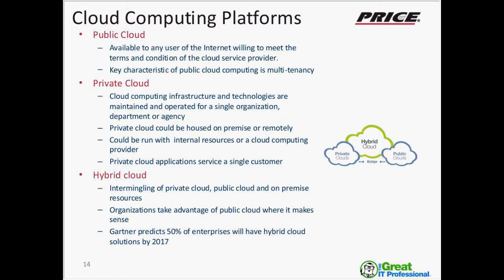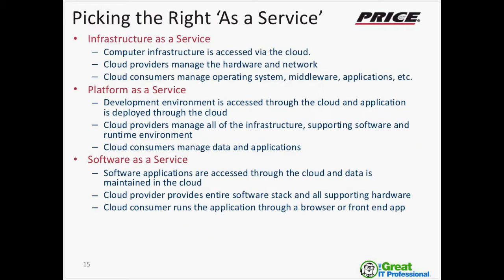And then, once we've determined whether we want to be public or private or some sort of hybrid of the two, there's the issue of picking the right as-a-service model. And there are more than three, but these are the three main ones, and these are the ones I'm going to focus on. So infrastructure as a service, the computer infrastructure is being accessed via the cloud. The cloud provider manages the hardware and the network. The cloud consumer manages the operating system, the middleware, any other supporting applications, and the data.